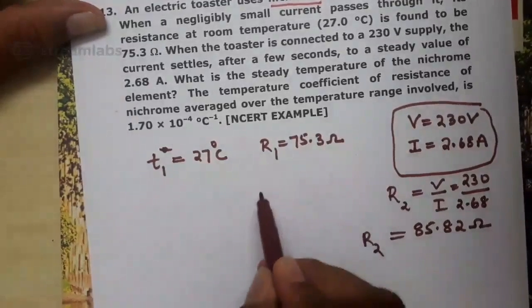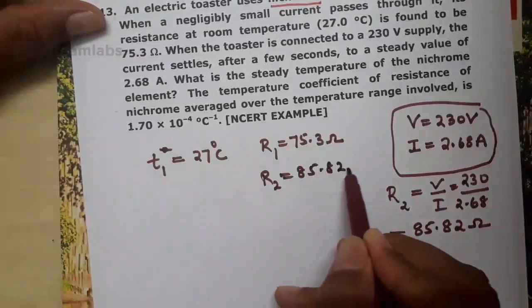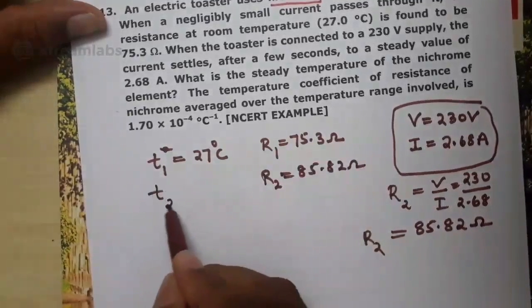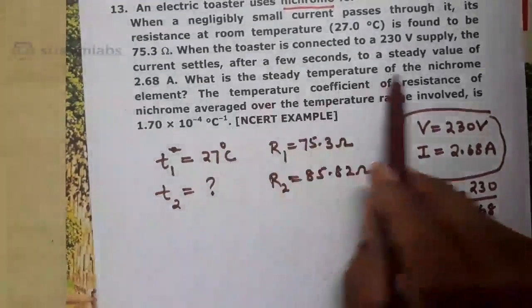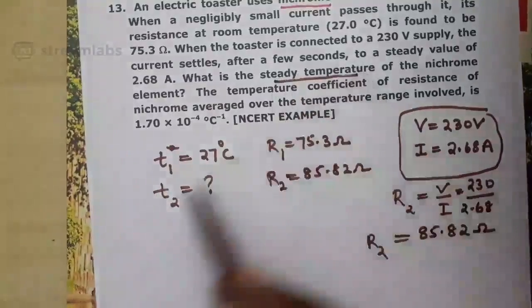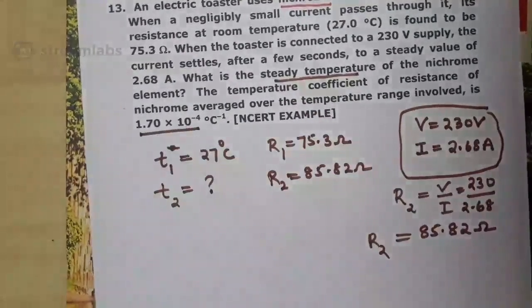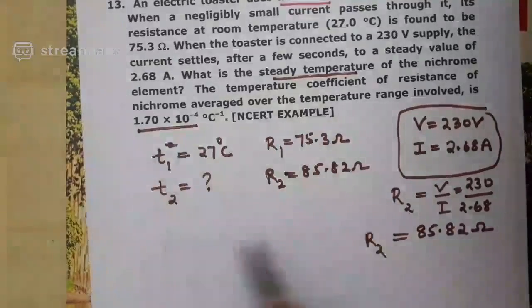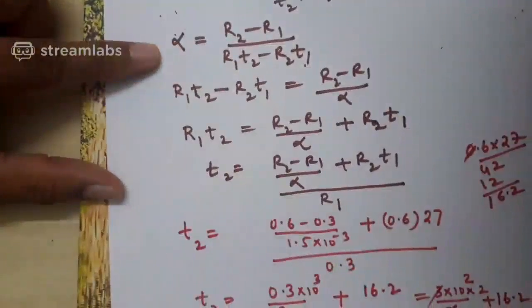Now the resistance has changed. The question is about the nichrome temperature: what is the steady temperature of the nichrome element? The temperature coefficient of resistance of the material is given. The data is the same as problem number 3 in your numerical section, so I have to go for the same idea, correct?